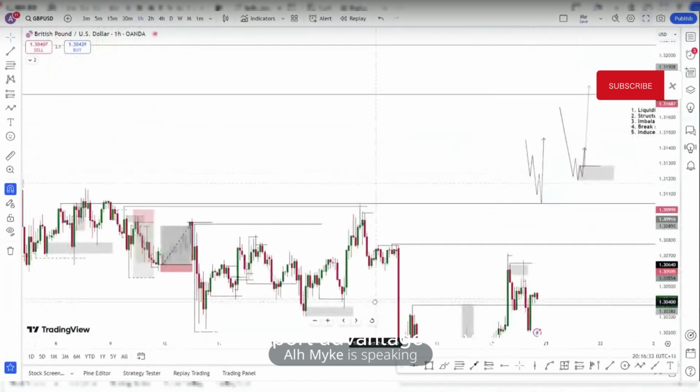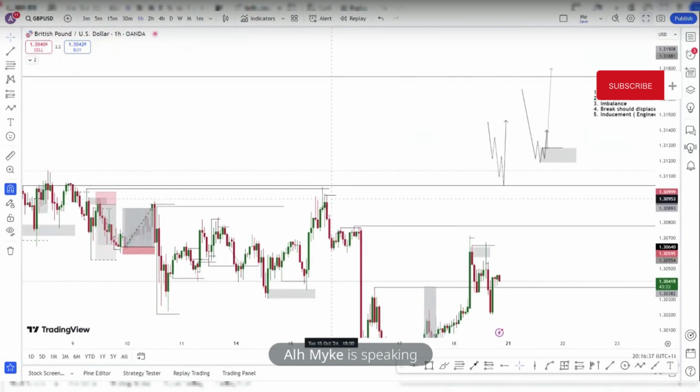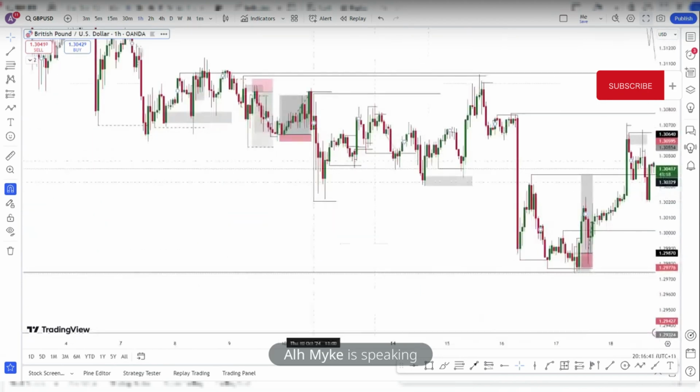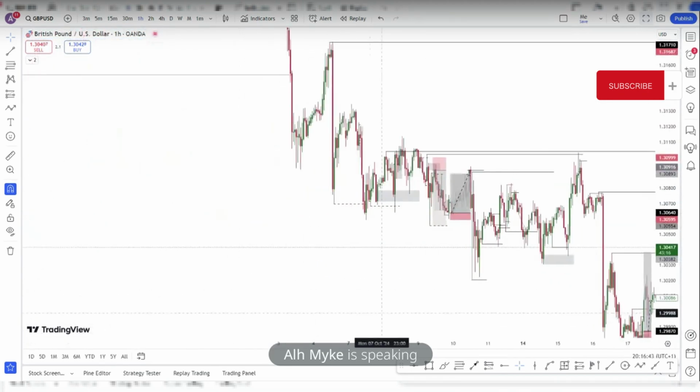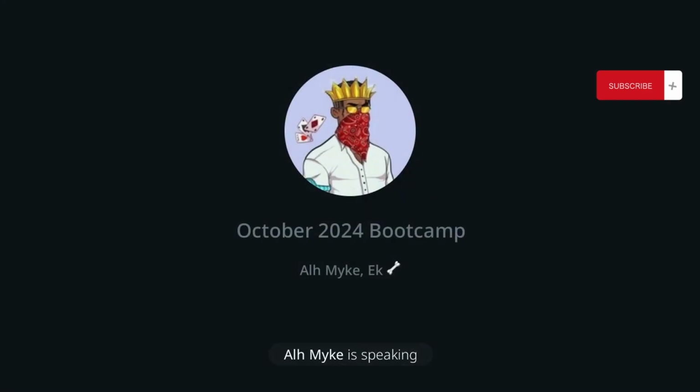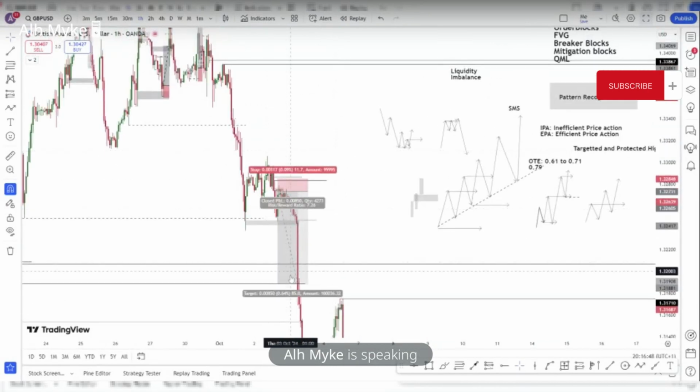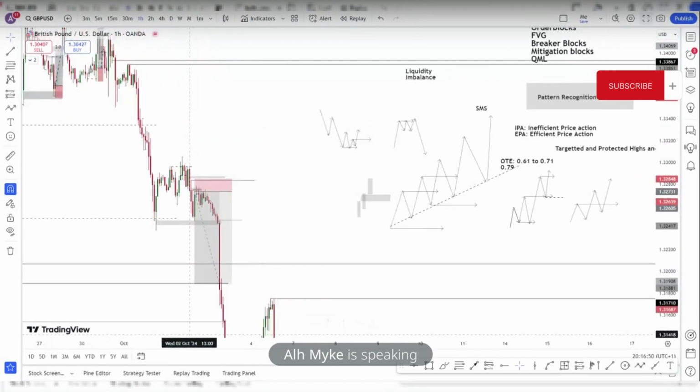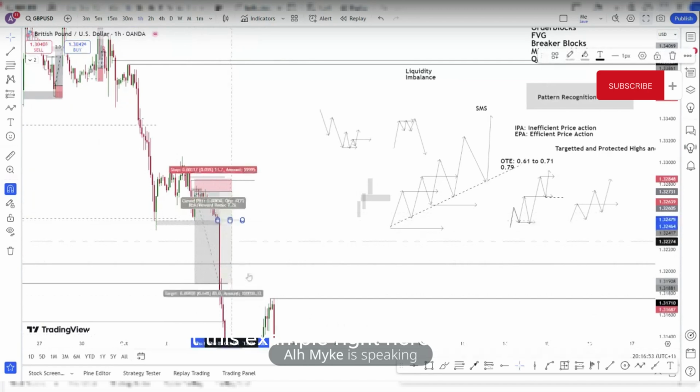Now, that is going to be the first entry model we're going to finish with. Let's see if I can just find one or two examples for you on the chart. So this market has been bearish for a while, so most likely we're looking for bearish order blocks. Let's look at it, for example. Alright, this is an example here.